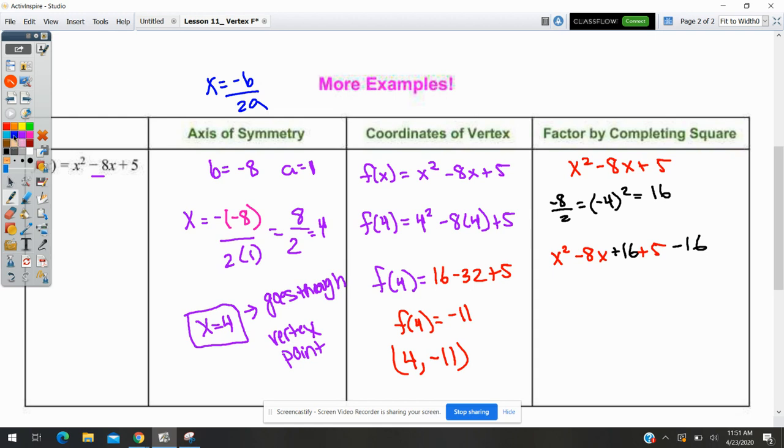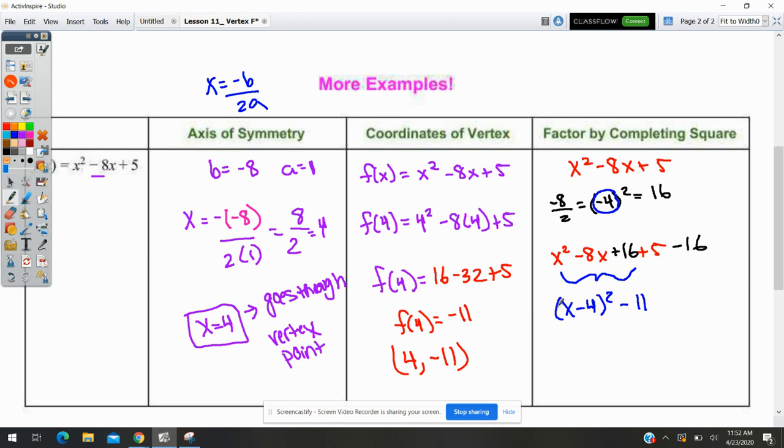Okay. Next thing we do is we factor the first 3 terms, and it becomes a binomial squared. So remember, use the number that we got, the b divided by 2, in your binomial squared. So this is x minus 4 squared, because negative 4 times negative 4 is positive 16, and negative 4 plus negative 4 is negative 8. Then lastly, we just combine the last 2 terms on the outside, and 5 minus 16 is negative 11.